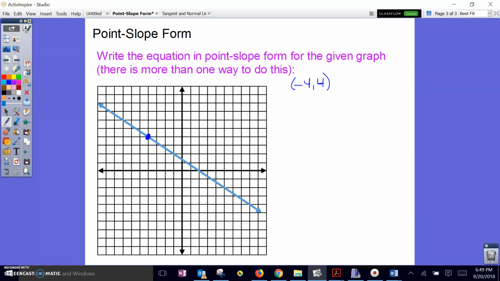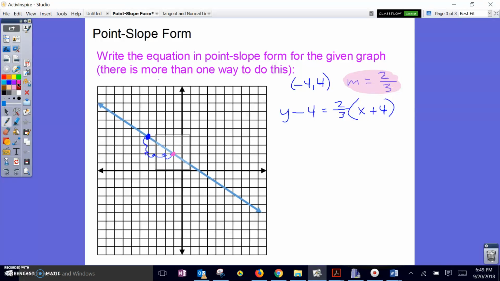The other thing I can see about this is that the slope goes down 2 and over 3 to the right. So my slope is going to be 2/3. So one equation that would represent this line is y minus 4 equals 2/3 times the quantity x plus 4. That's one equation that I could write that would represent this line. Now realize there are other points that we can identify from the graph. The slope is always the same on this graph. But there are other points that I can identify that I could also use to write the equation.